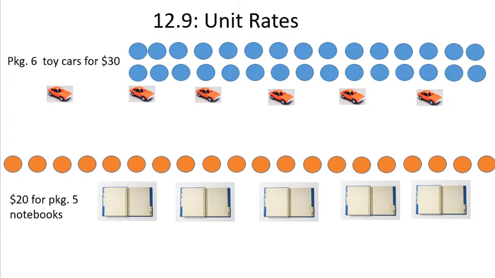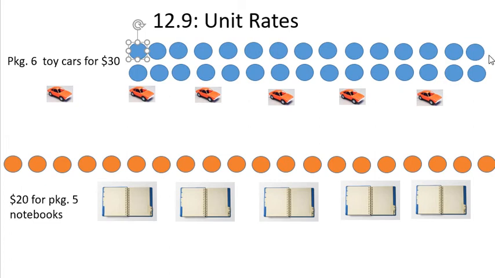So once again, we're going to look at examples from a previous section or grade. So imagine that you look at a package of 6 toy cars right here, and that one package of 6 toy cars costs $30. So that means that you have to buy the whole package of 6 cars. However, the cost is $30. You would like to know if you were to divide that cost equally for one, how much would one car be? So I have here my blue circles, which will represent the $30.